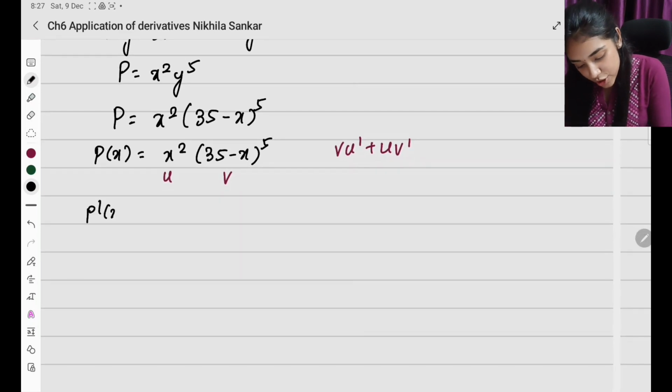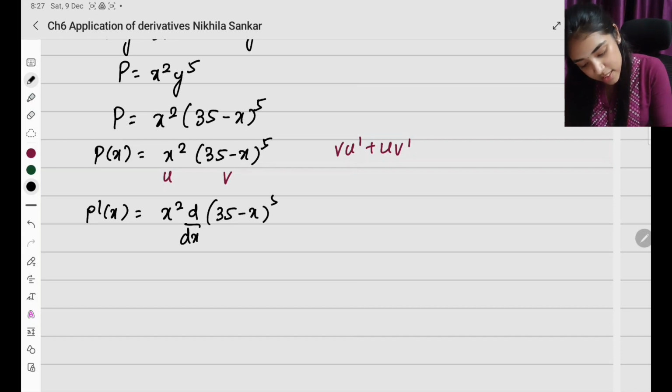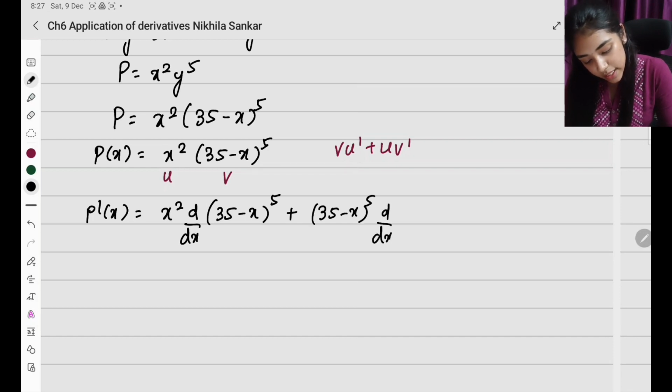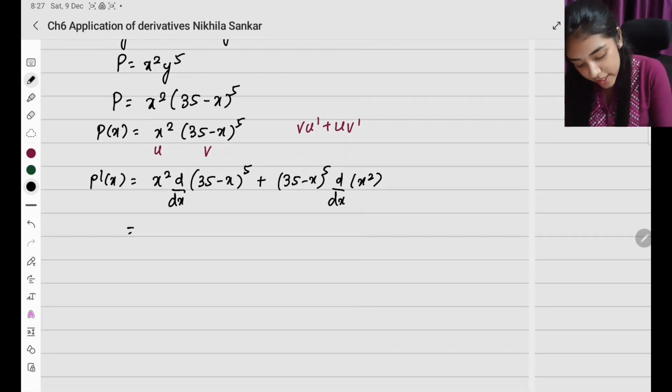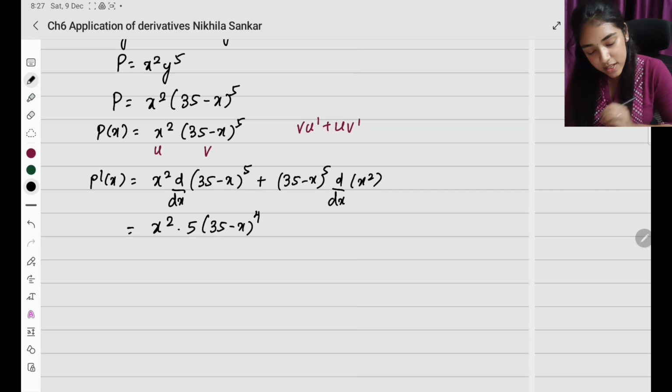So p dash of x is going to be x square times d by dx of (35 minus x) the whole power 5, plus (35 minus x) the whole power 5 times d by dx of x square. Okay, it's the product rule, you see? So when I simplify, x square times d by dx of this is going to be 5 times (35 minus x) the whole power 4. The power comes down and gets reduced by 1.